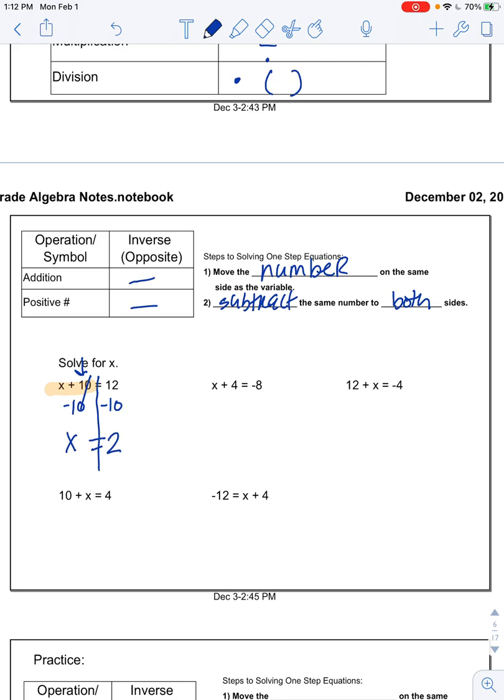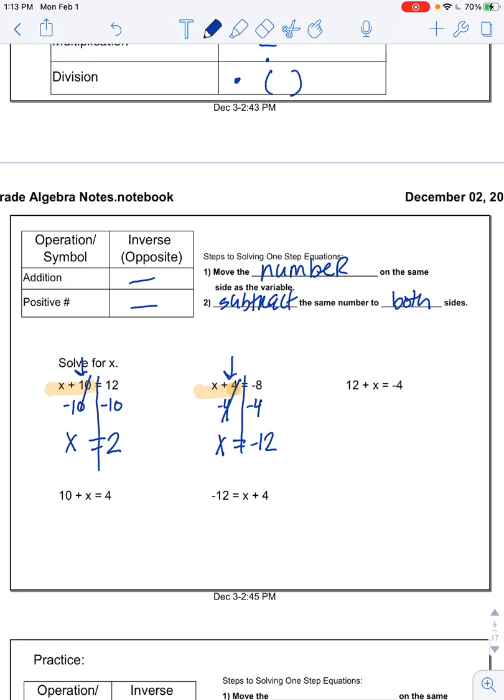So 12 minus 10 equals 2. And we probably could have figured that out without even doing any math. We know that 2 plus 10 equals 12, so our answer has to be 2. Next one, x plus 4 equals negative 8. Locating the side with the variable, locating the number without the variable. So we have a plus 4, so we're going to subtract 4 from each side. So we have x equals negative 8 minus 4, which is negative 12.